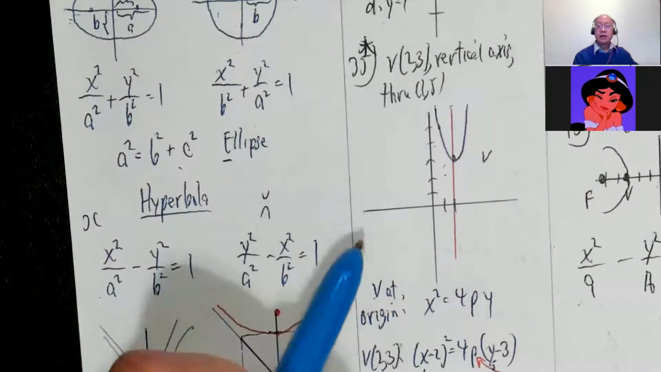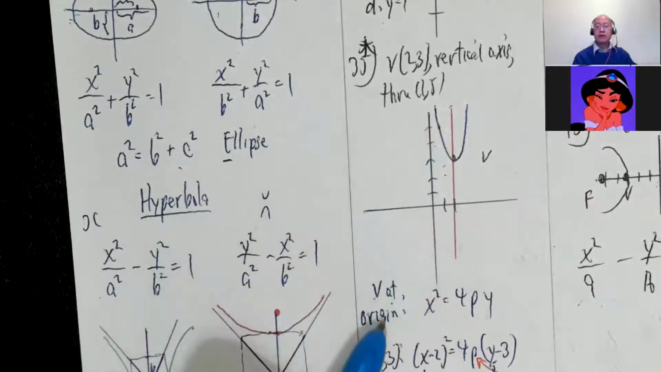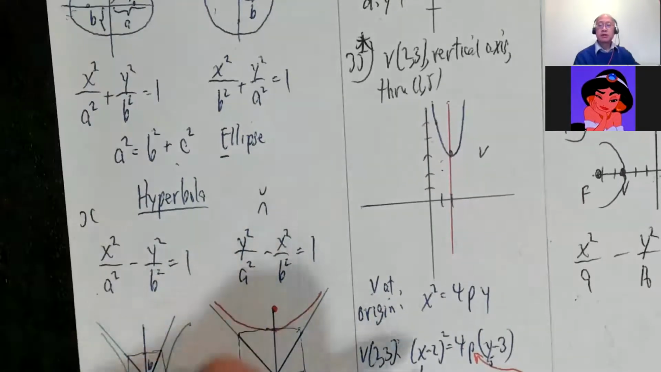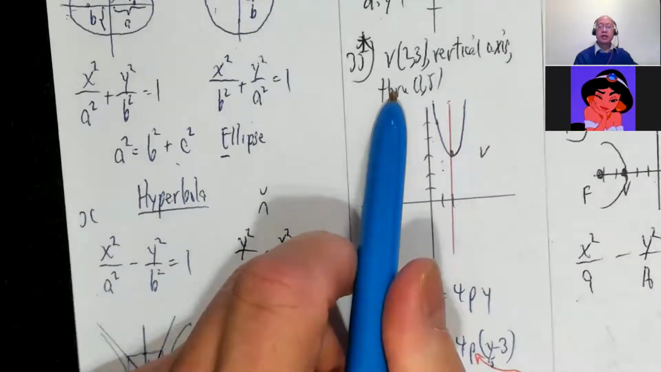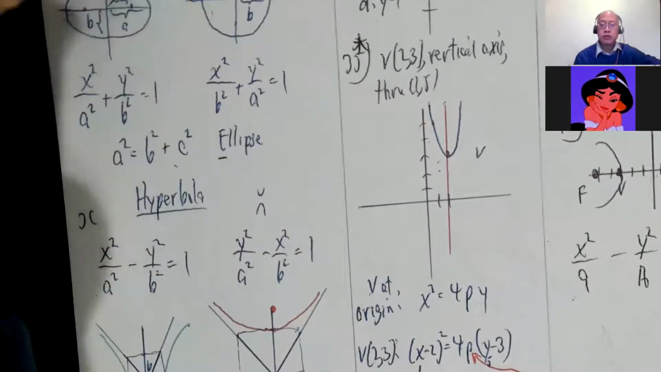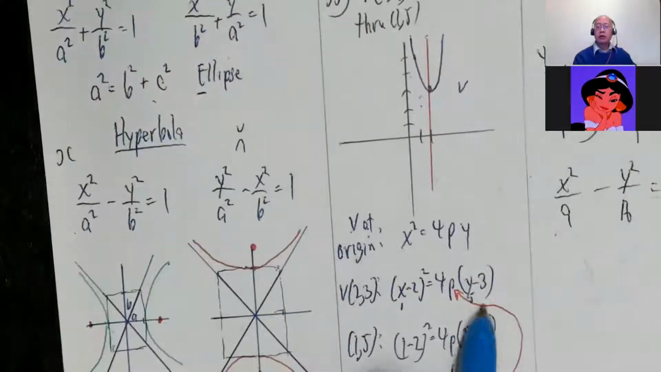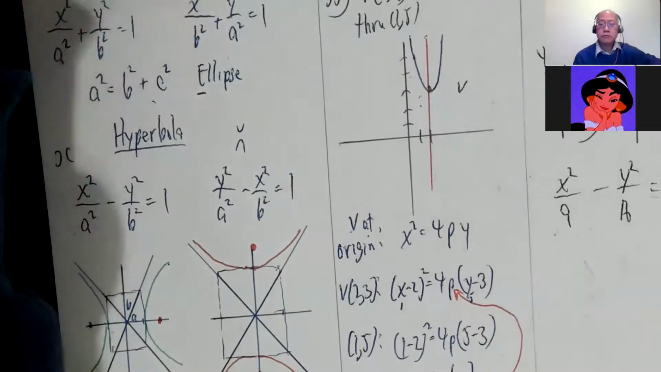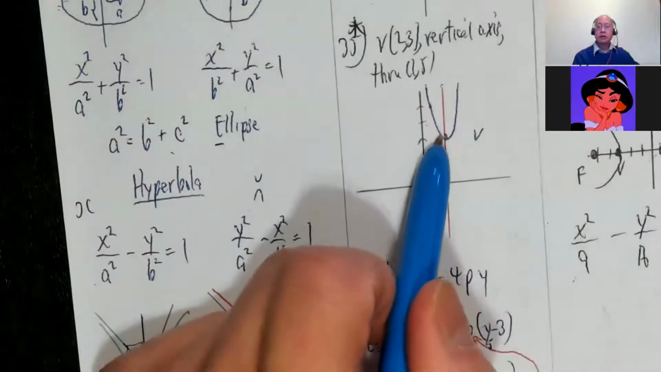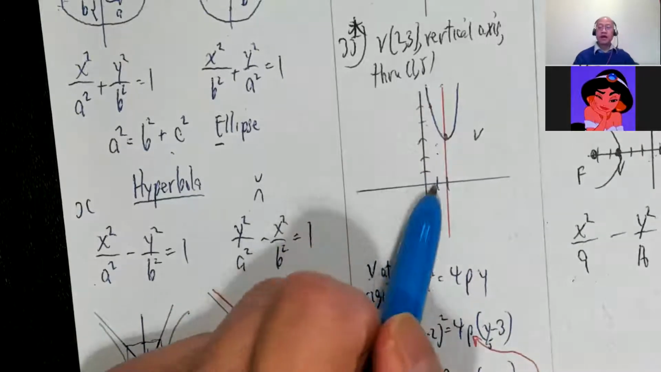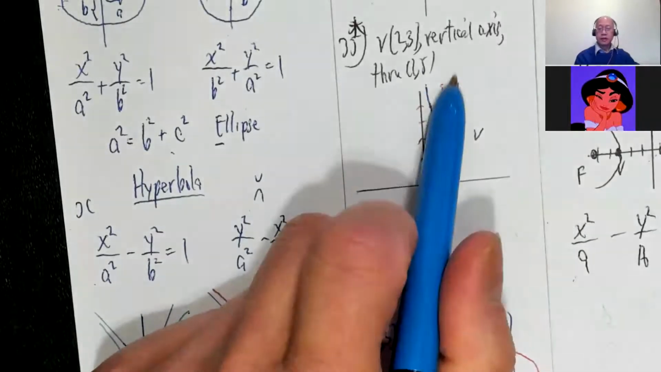The vertex, all right, so if the vertex were at the origin, I would say x squared equals 4py. But since the vertex is 2, 3, I change x to x minus 2, I change y to y minus 3. So x minus 2 squared equals 4p times y minus 3. Picture looks something like this. Here's 2, 3, vertex, and I know the graph passes through 1, 5. So here's 1, 5. It's going to look something like this.